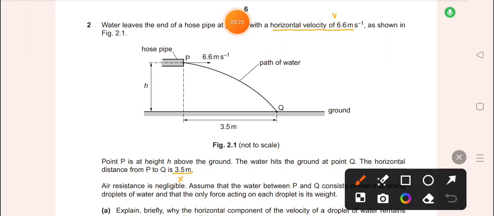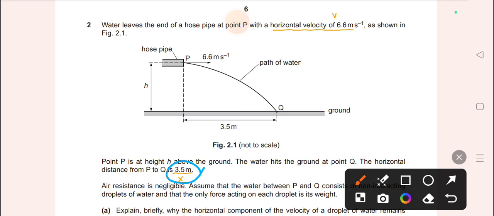In question number 2, it says water leaves the end of the hose pipe at point P with horizontal velocity 6.6 meter per second as shown. Point P is at height h above the ground. Water hits the ground at point Q. The horizontal distance from P to Q is this.